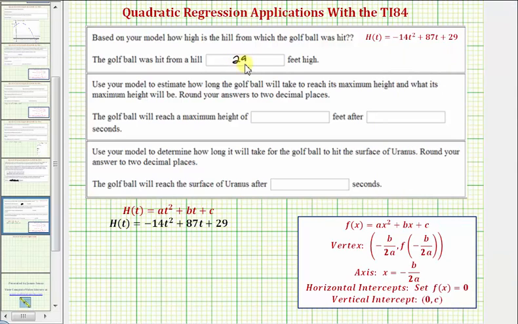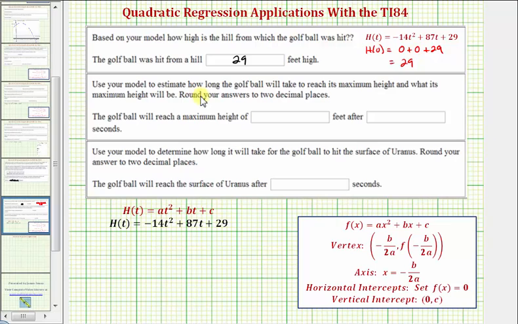Without using the graphing calculator, we could determine the height of the hill by evaluating our function h of t at 0. Notice h of 0 would be 0 plus 0 plus 29, or just 29.